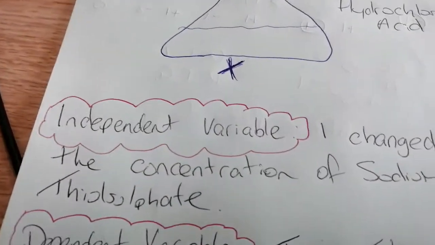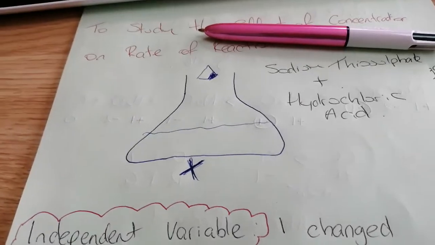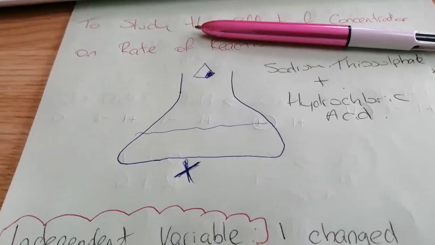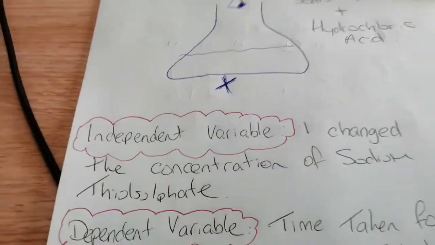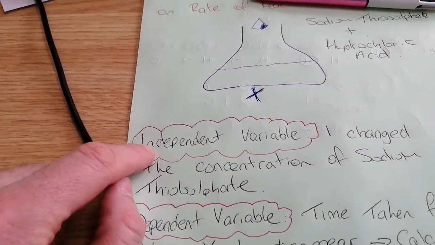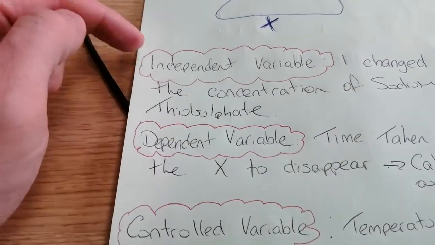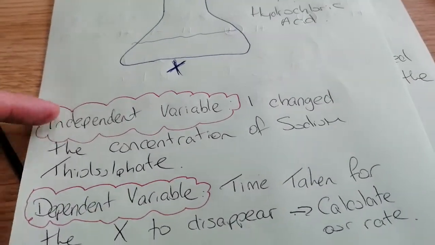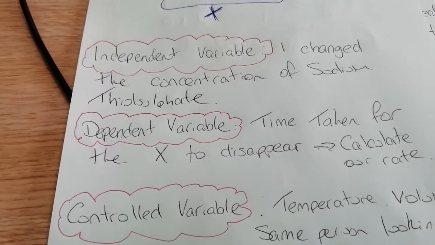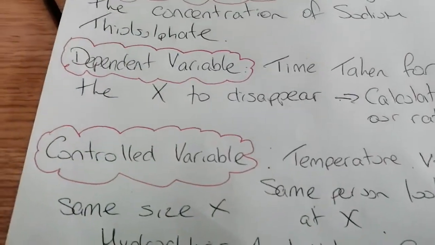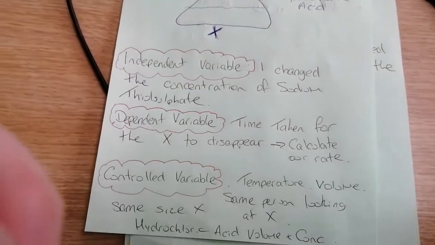So, guys, when you're designing your experiments, keep them simple. Changing one thing, measuring one thing. Okay? So in this example here, we changed that, we measured that, and we kept all these things the same. So we changed the concentration, we measured the time, and we tried to control as much as we possibly could. Okay, so these are very, very simple experiments you could do, guys.